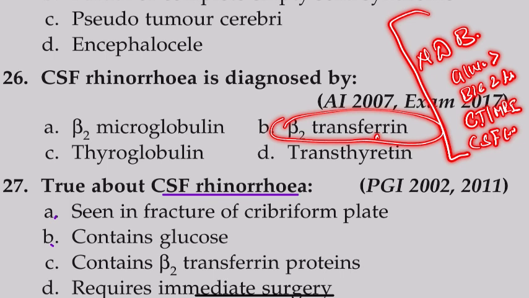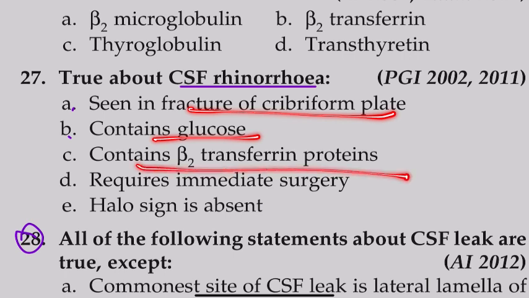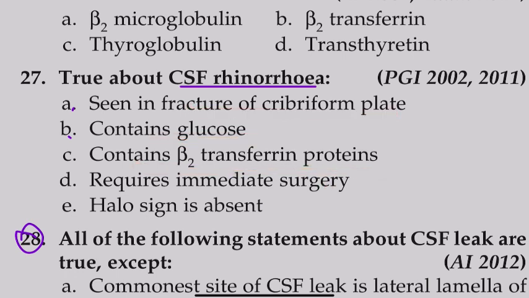Another thing is that the sniffing test will be negative, as the discharge cannot be sniffed back. Those are the diagnosis of CSF rhinorrhea. True about CSF rhinorrhea: it is seen in fracture of the cribriform plate, that's right. It contains glucose, that's right. Contains beta 2 transferrin, that's right. Requires immediate surgery, that is not required here. So A is true, B is true, C is true.